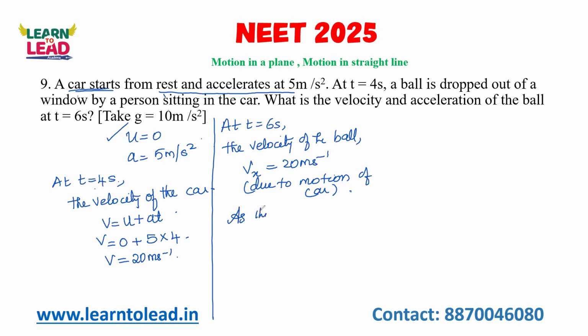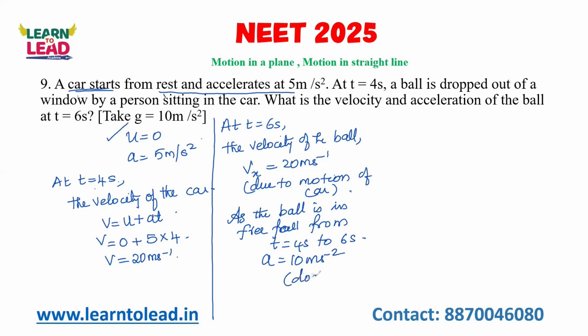Now, you should note that the ball is in free fall from t is equal to 4 seconds to 6 seconds. Right? Acceleration due to gravity is what? 10 meters per second square. As it is, the ball is moving downward.